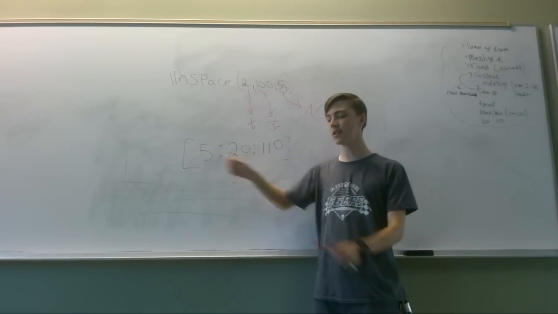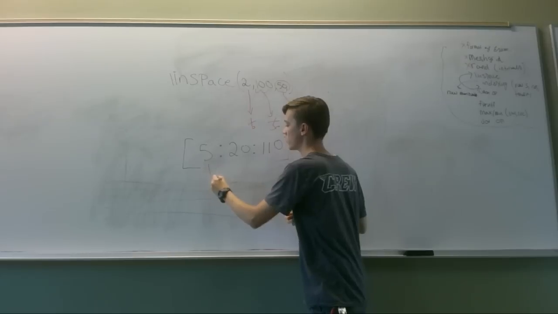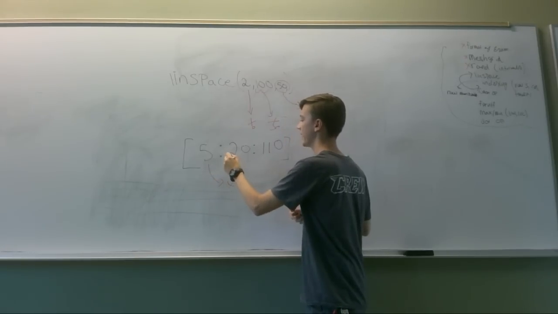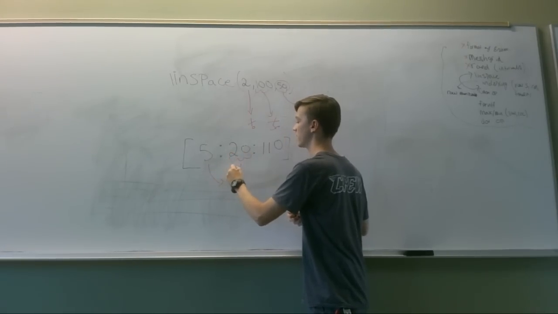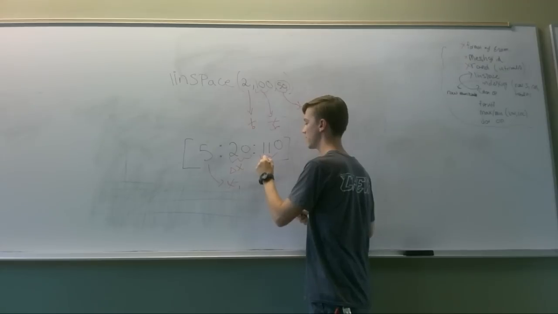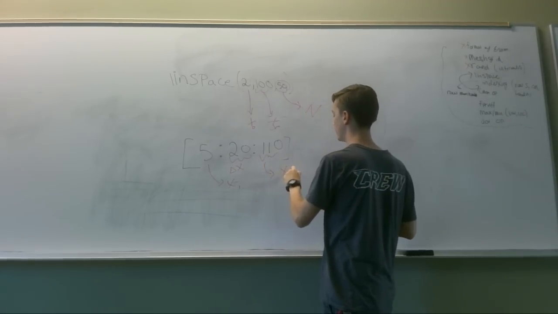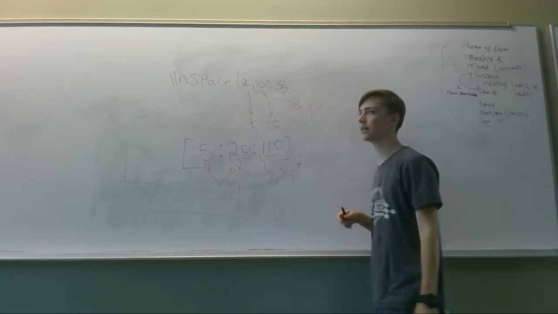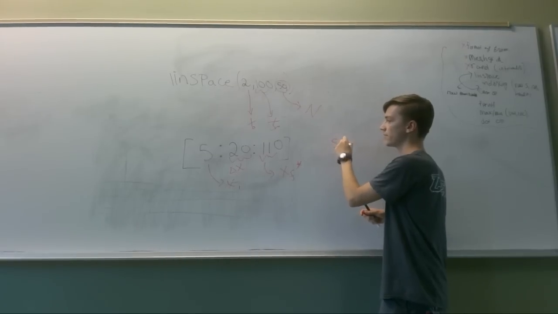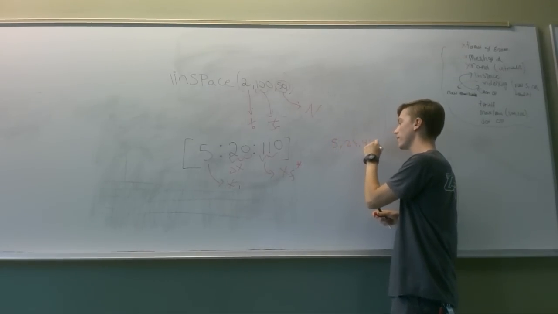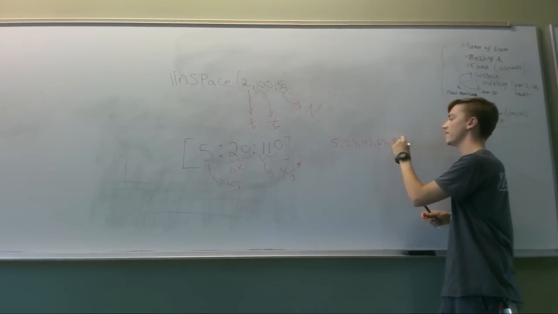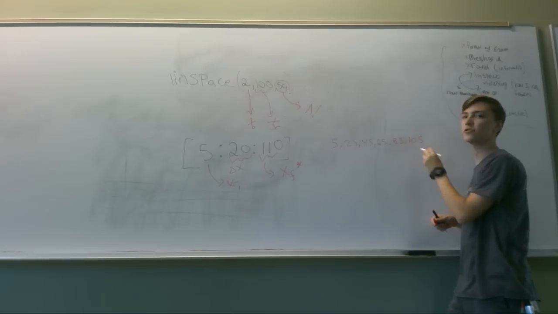So this will be our starting value, our x initial. This is our delta x. And this is our x final, maybe, right? So we'll get 5, 25, 45, 65, 85, and 105 in that matrix.